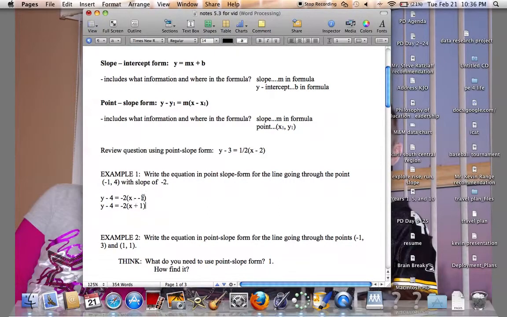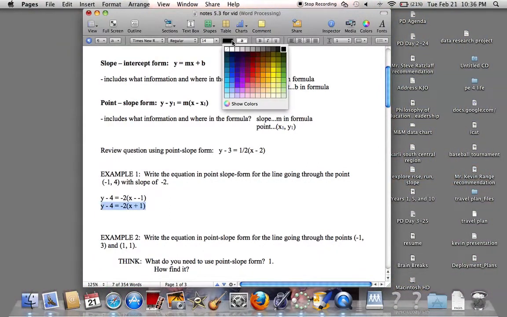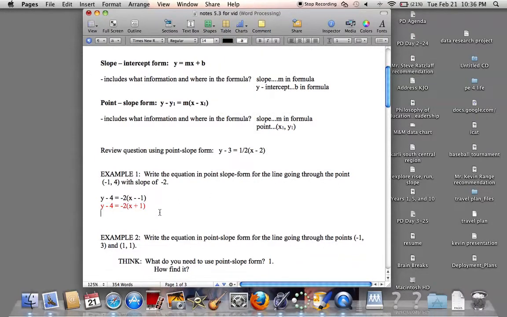When you're subtracting a negative, you're going to automatically just turn it to plus. So this is definitely the preferred answer that I would want to have on my paper.